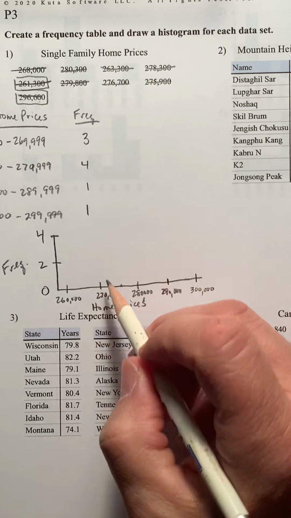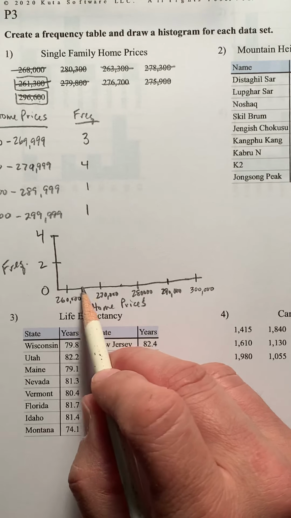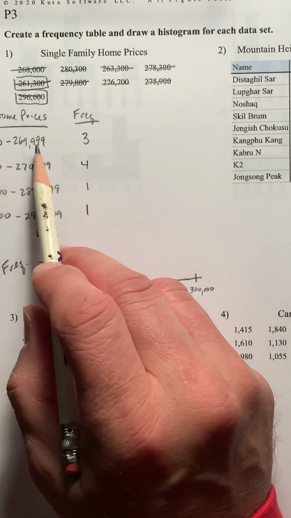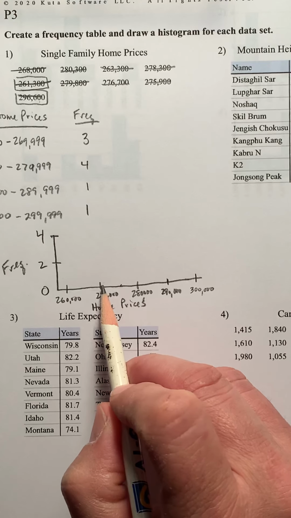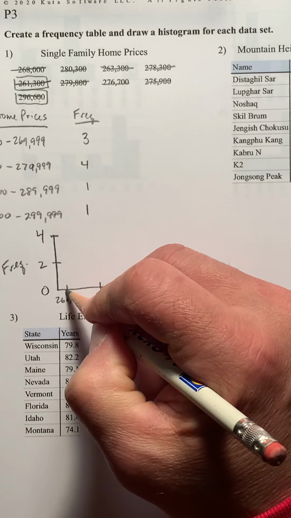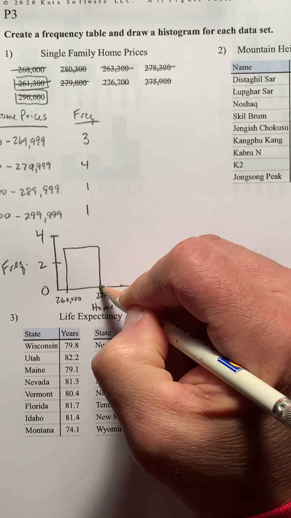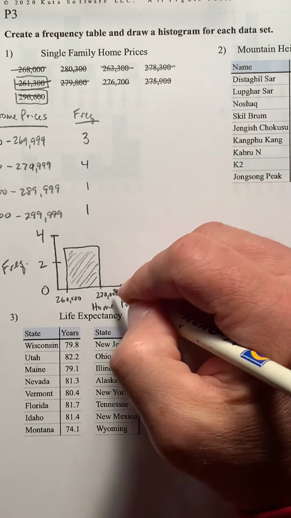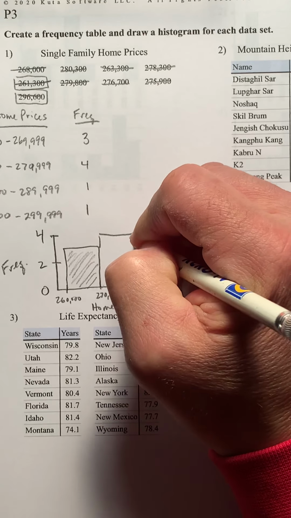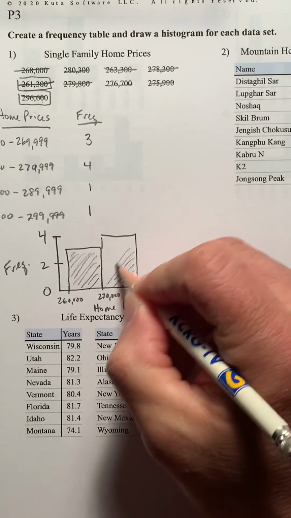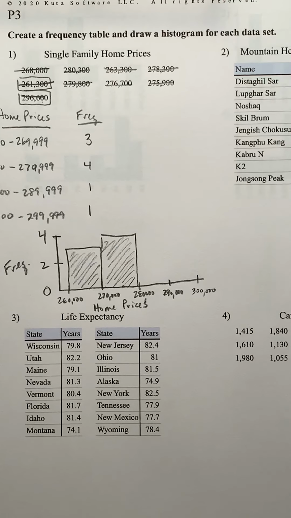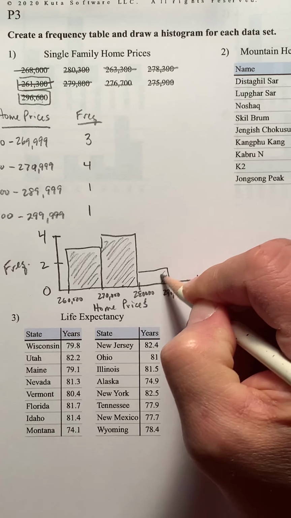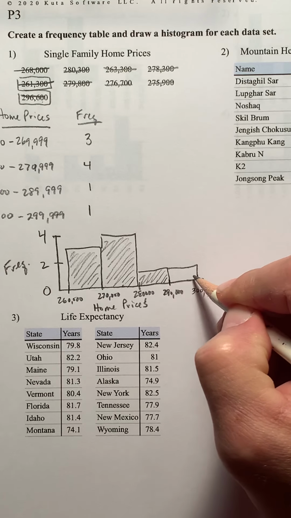We're going to make our bars the whole width here, because our range goes from 260,000 to 269,999, which is practically 270. So we need to make a bar that goes up to 3, but the bar is going to be the width of those whole values. And then the 270 range is going to have a frequency of 4. The 280s, there's only 1, and the 290s, there's only 1.